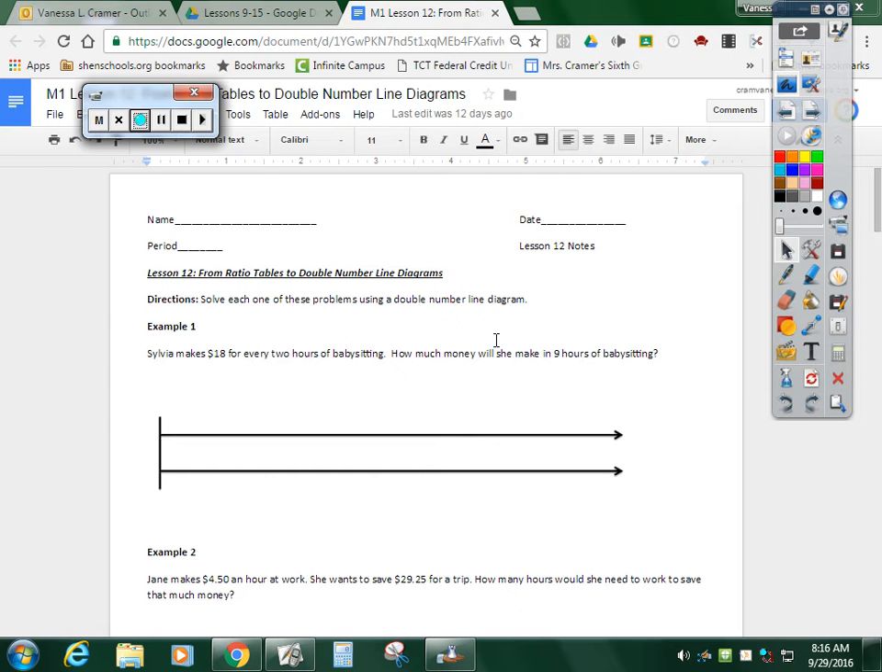Today's lesson is Lesson 12, From Ratio Tables to Double Number Line Diagrams. Directions. Solve each one of these problems using a double number line diagram. Let's just make sure, let's box that, because that really is important. That's what you're going to be learning about today, okay?